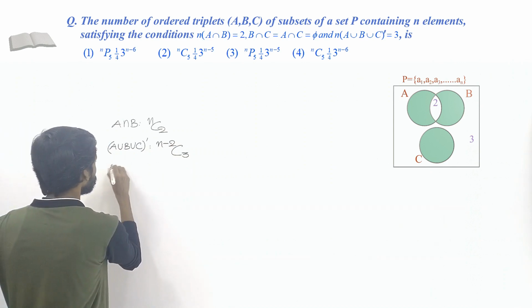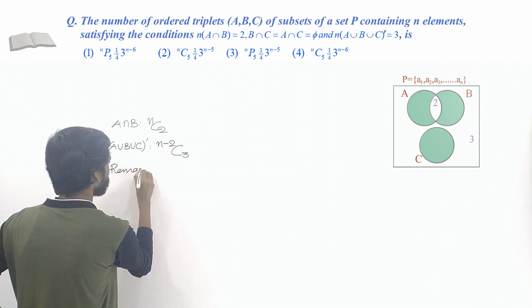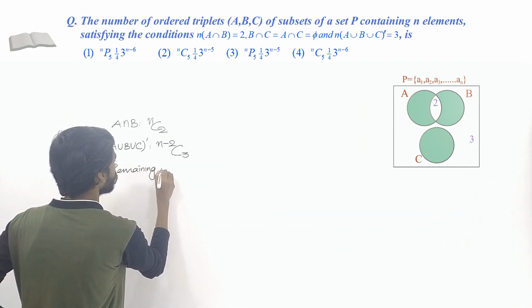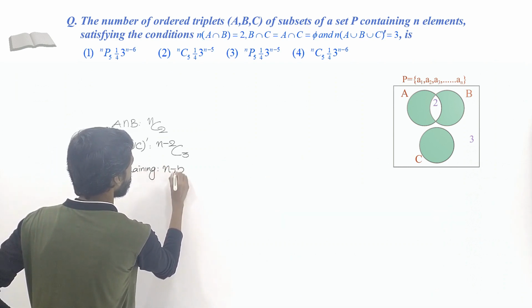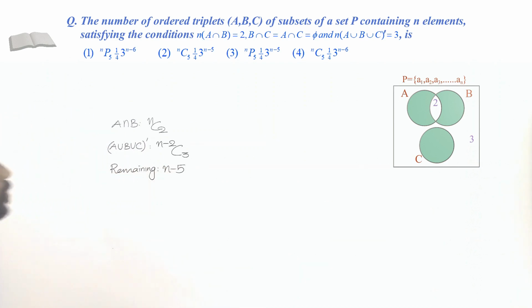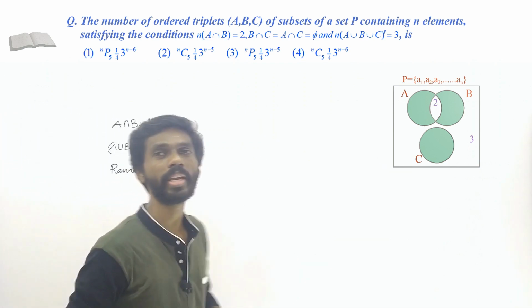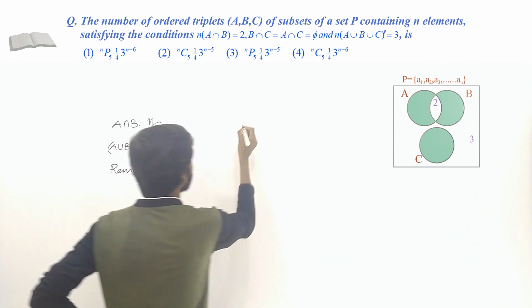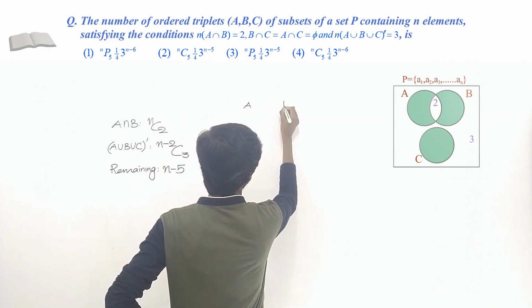Then remaining, so remaining we have n minus 5 elements. Alright, so how to deal with this n minus 5 elements? So that's what this question is about. Alright, so let's form the sets A, B and C using the remaining n minus 5 elements only. Alright, so let us take cases. So A and B.